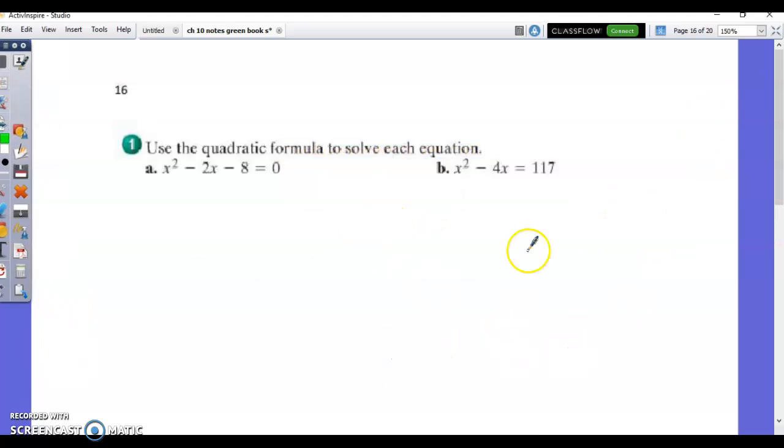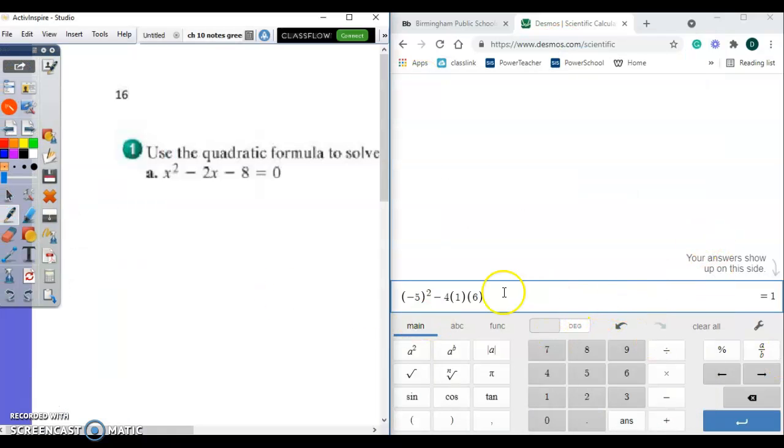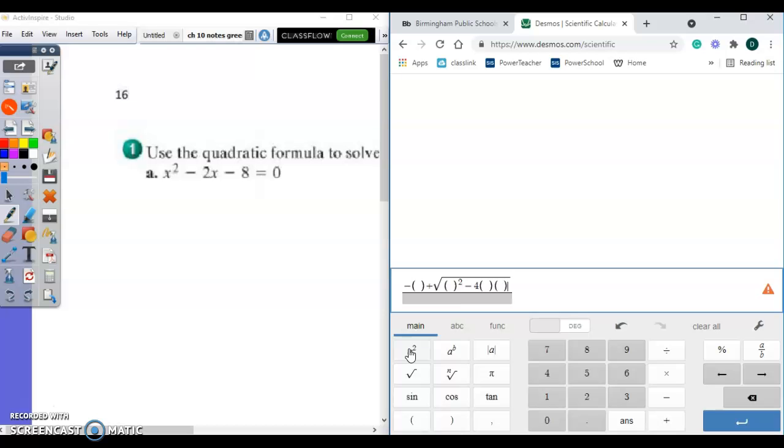All right, so I'm going to go to Desmos, and I'm going to type in the quadratic formula. So x equals negative b, and again, I'm putting parentheses for everything. I'm going to use plus for this first one, because I can't put a plus or minus, square root of b squared minus 4 times a times c. And on the bottom, we're dividing that by 2a.